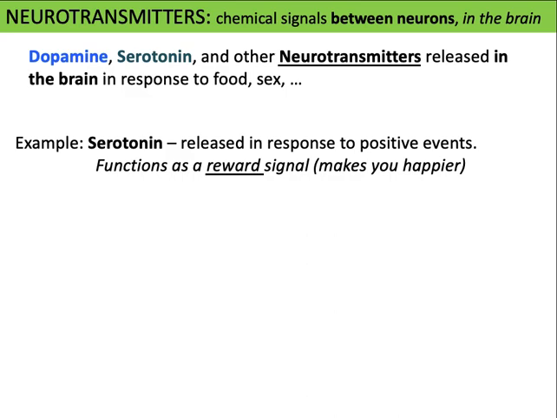And so dopamine, serotonin, and other neurotransmitters are released in the brain in response to a variety of factors, including food, sex, and so on. And so dopamine is a neurotransmitter that plays a role in rewarding motivated behavior. Serotonin is released in response to positive events. And so serotonin, like dopamine, functions as a reward signal that makes you happier.